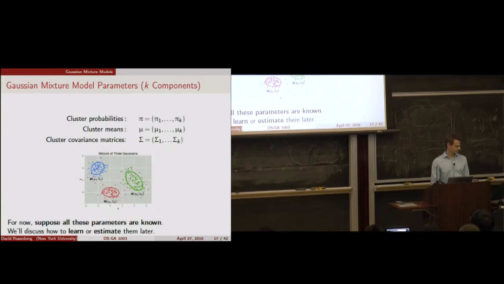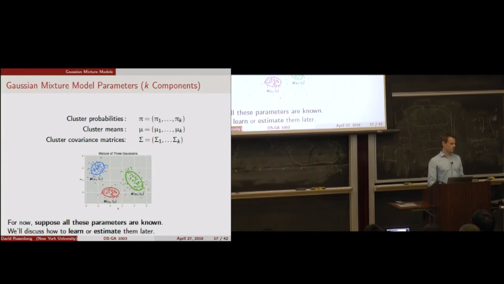Okay. All right. Let's get some parameters down. Now we're back in the frequentist setting for Gaussian mixture models. You can do it Bayesian too. So cluster probabilities, we have k clusters. Let's call them pi 1 through pi k. We have k means and k covariance matrices for each of the cluster covariances. So for now, let's assume that we know all these parameters. So we know the generative model, and let's see what we can do with it. How we learn it, we'll come back to later.